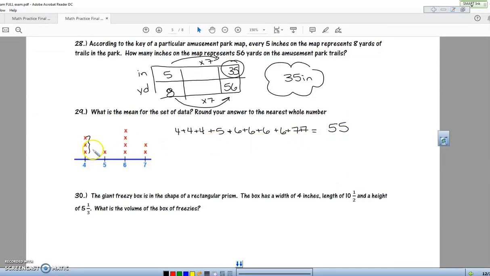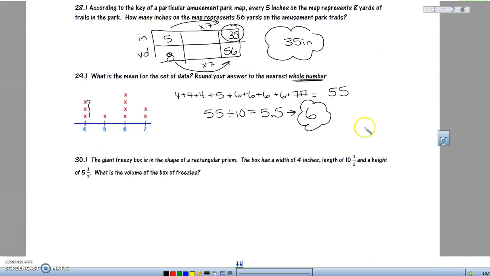Now I have to count by how many numbers there are. I do not count the bottom numbers. I count how many x's there are. So there's 1, 2, 3, 4, 5, 6, 7, 8, 9, 10. So I'm going to take 55 divided by 10, and I get 5.5, which rounded to the nearest whole number is 6. So actually on the answer key, I gave you the wrong thing. I said 5.5. Now that I read it's the nearest whole number, make sure you change that to 6.